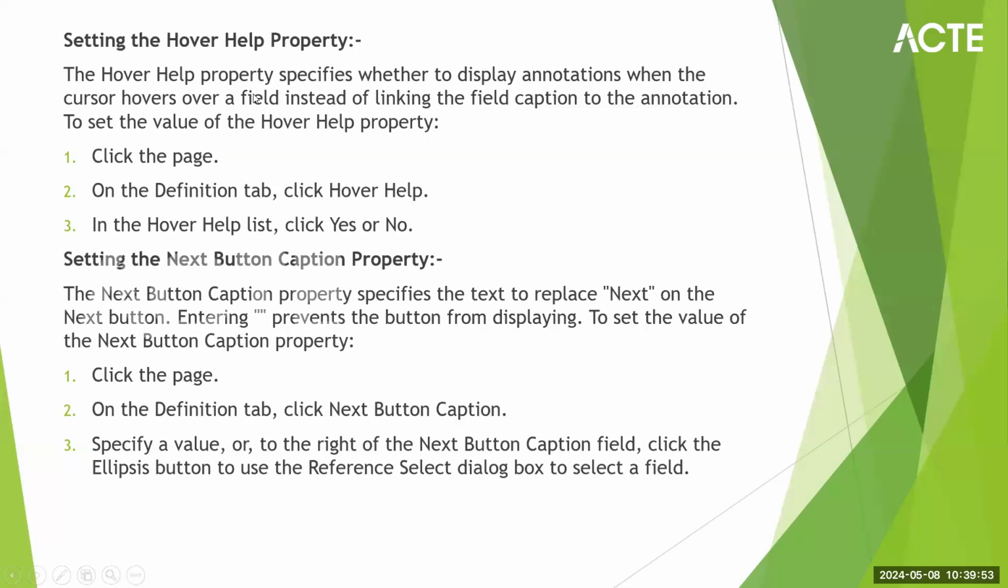Setting the hover help property. The hover help property specifies whether to display the annotation when the cursor hovers over a particular field, instead of linking the field caption to the annotation. When you hover the cursor over that particular field on the page, only then will the annotation be displayed.